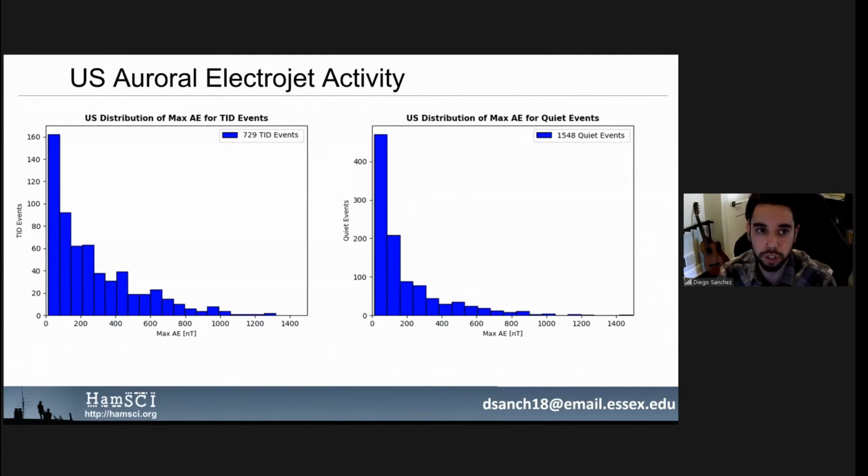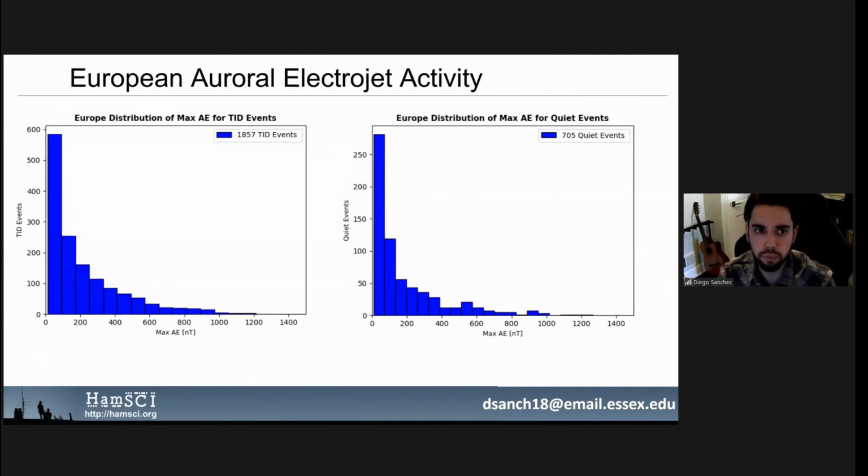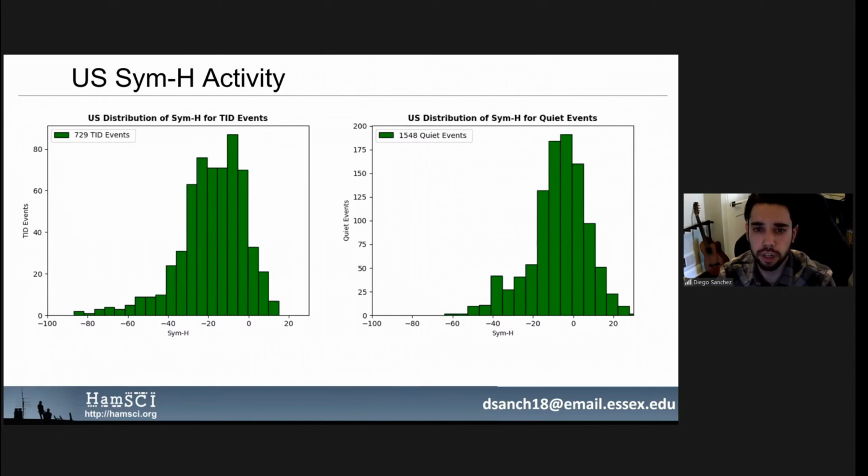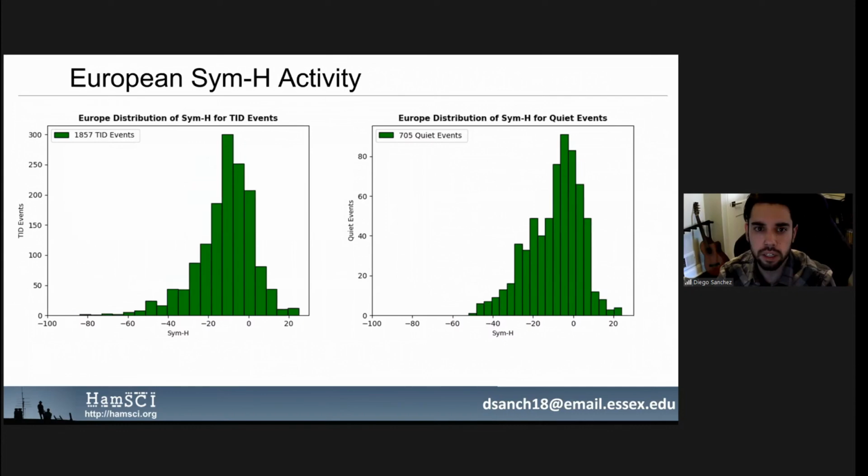And this is for the US auroral electrojet activity, and for the European. And then next I found the SYM-H values. They appear to be lower for the TID events, both for the US and for Europe.